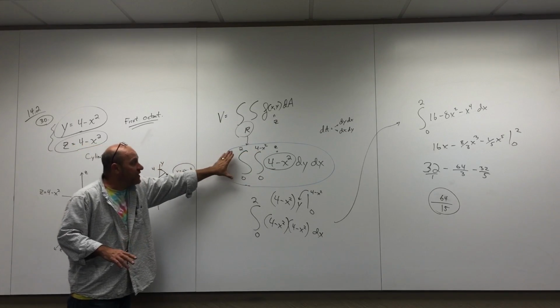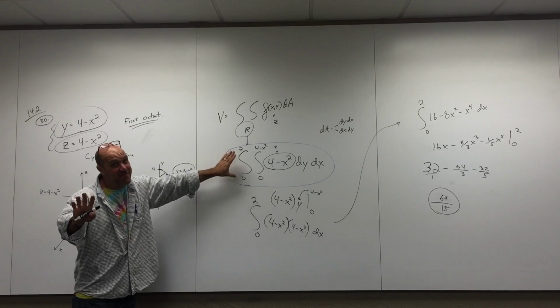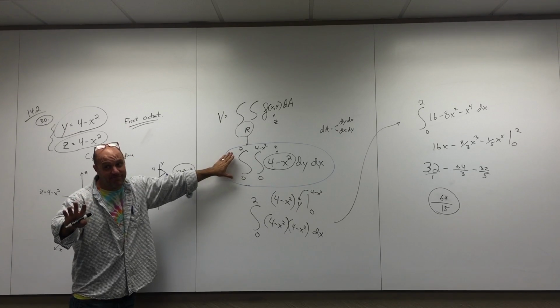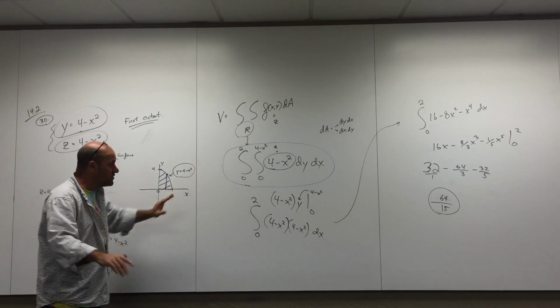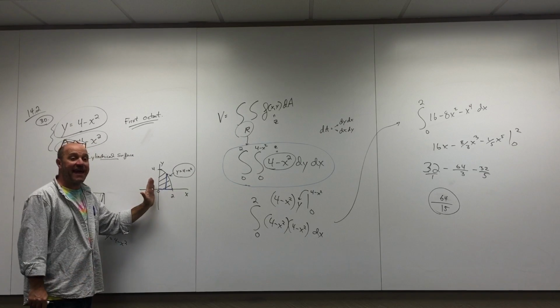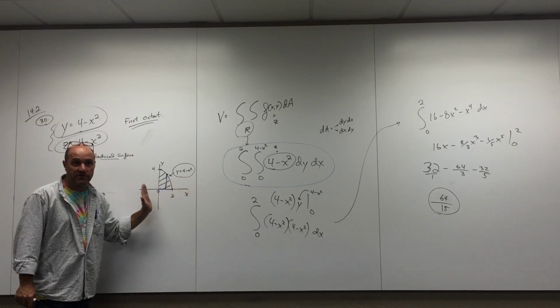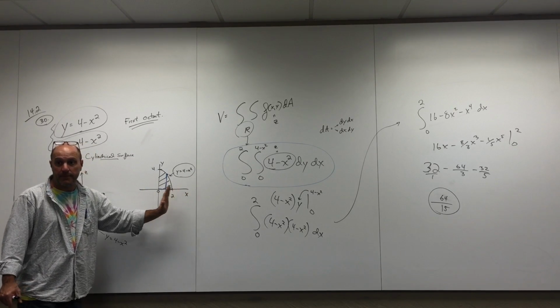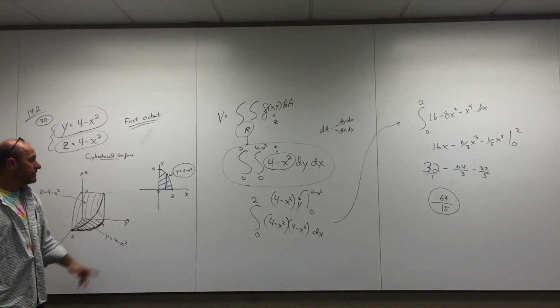Then the last bound, it should be numbers. There shouldn't be variables. The last bound should be numbers. So you go from the extreme left x to the extreme right x, 0 to 2. Right. 0 to 2.